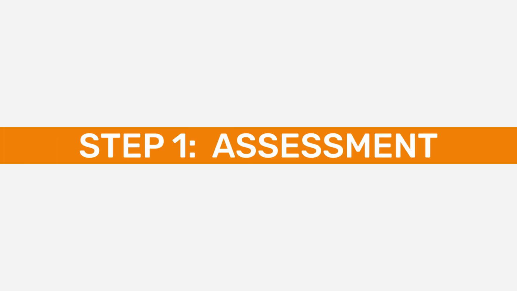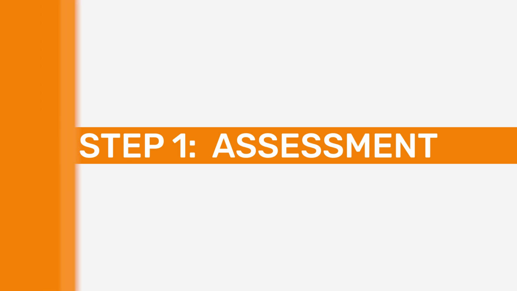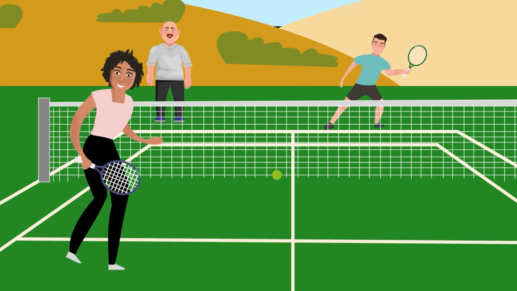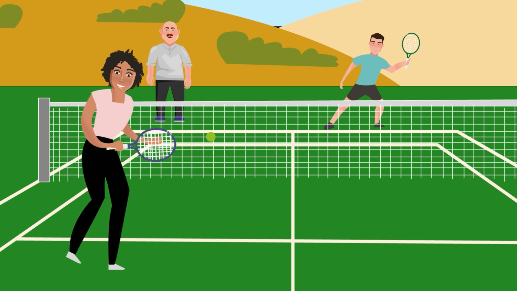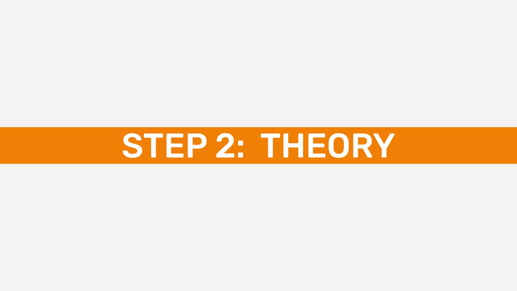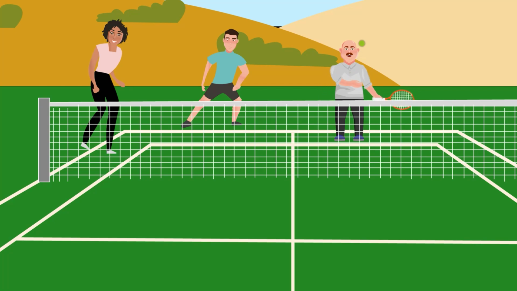Step 1. Assessment. First, the coach will assess your forehand technique to discover what you need to work on, which is step 1. Assessment. Step 2. Theory. Then, the coach will show you techniques to improve your forehand, which is step 2. Theory.